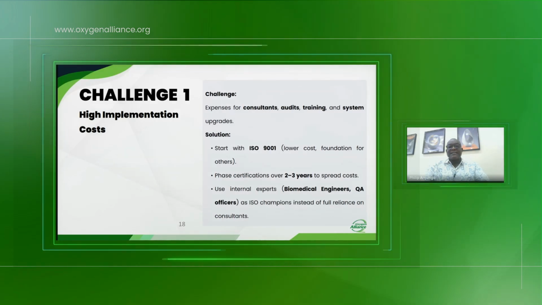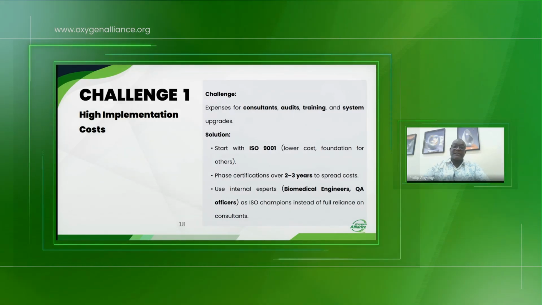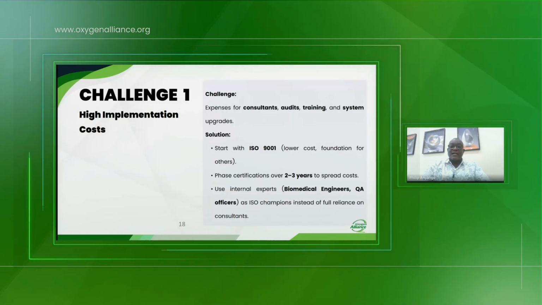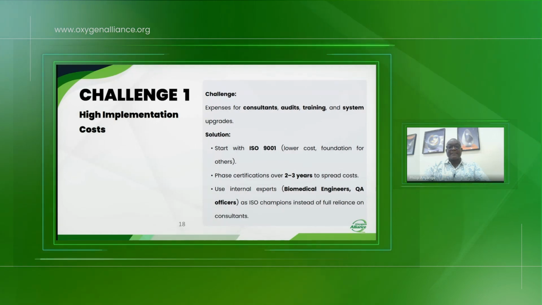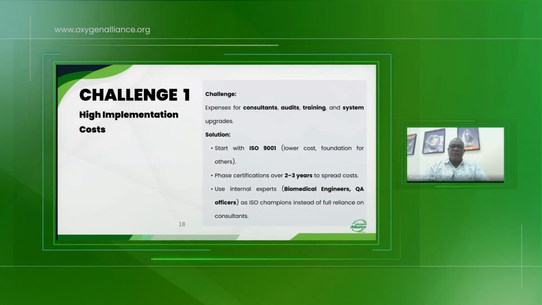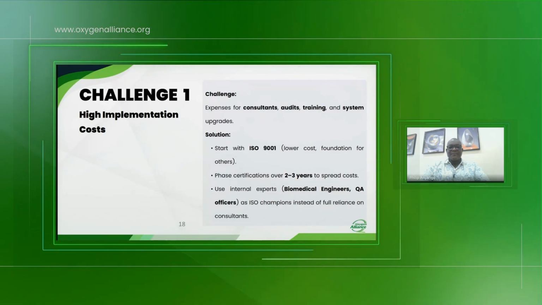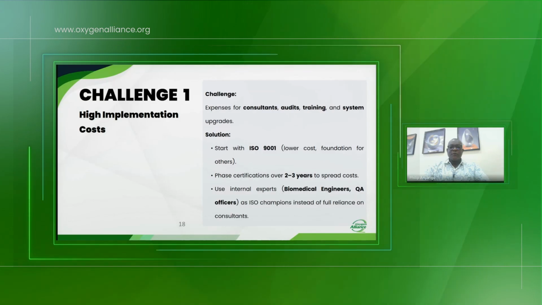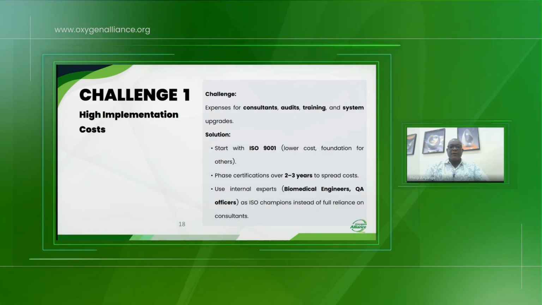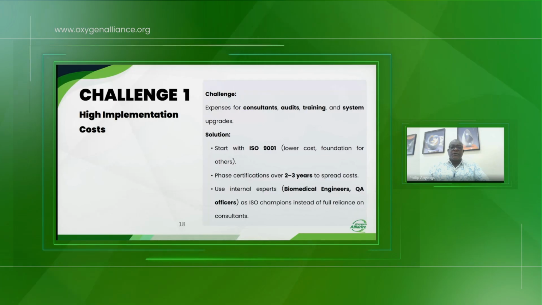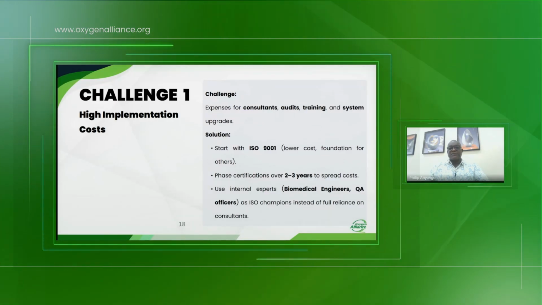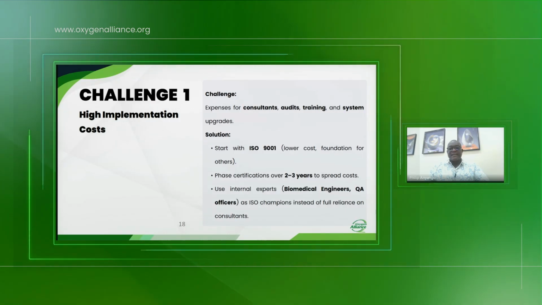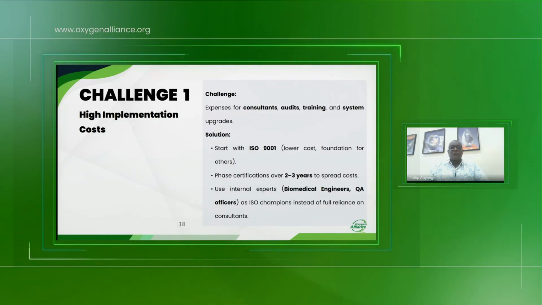You can start with an ISO which is lower in implementation cost, like ISO 9001, which is a foundation for others. With ISO 9001, what you need is a room for training. When you're doing ISO 17025, you need to build a lab, you need to equip a lab, and you need to train people on ISO 17025. Two, phase certification over 2 to 3 years to spread cost. Use internal experts, biomedical engineers, and quality assurance officers as ISO champions instead of full reliance on consultants.